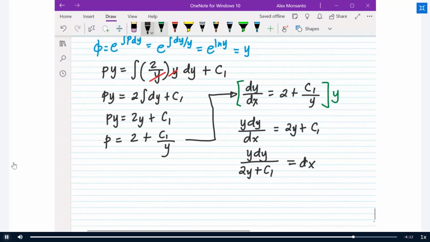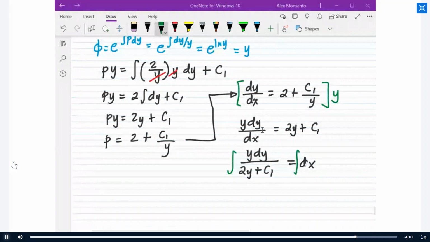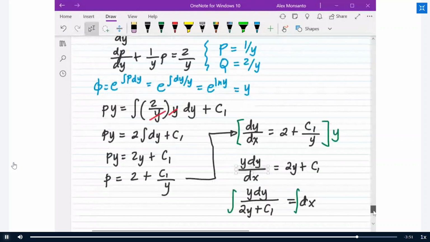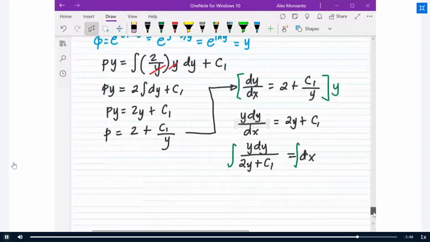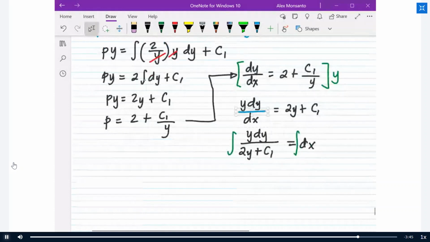So, ngayon, integrate na natin both sides, no? So, ito lang yung medyo mahirap sa part na to kasi medyo marami ka pang gagawin, no? Ayan. So, pwede natin sigurong gawin dito is mag-let tayo ng u. Medyo makakababa din pala to. Okay. So, mag-let tayo, no? Let u being equal to 2y plus c sub 1.